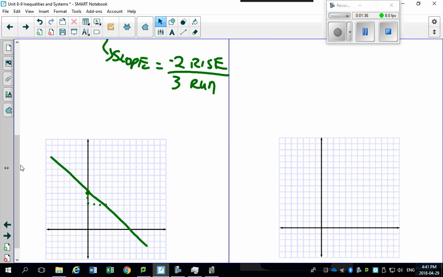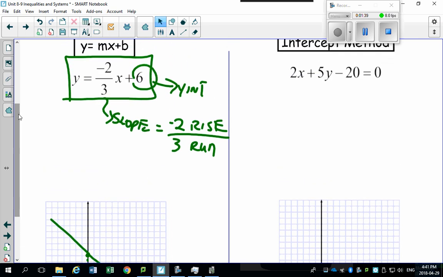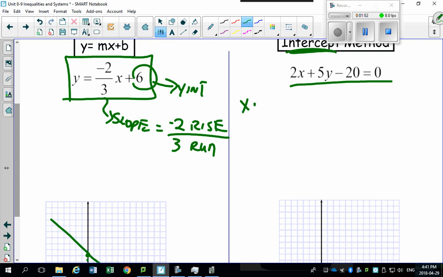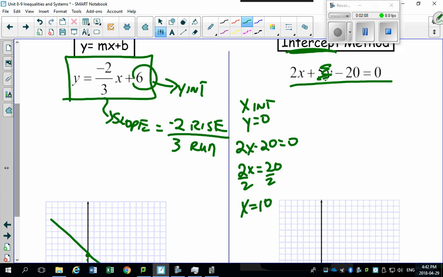Okay, so let's look at this one now. What if the equation is in this form? Well, changing this into y equals mx plus b becomes an incredible mess, so you might want to use the intercept method. For the x-intercept, y equals 0. That term is gone, leaving you 2x minus 20 equals 0. Bring the 20 over to the other side: 2x equals 20. Divide by 2, and guess what? x equals 10. That's your x-intercept.